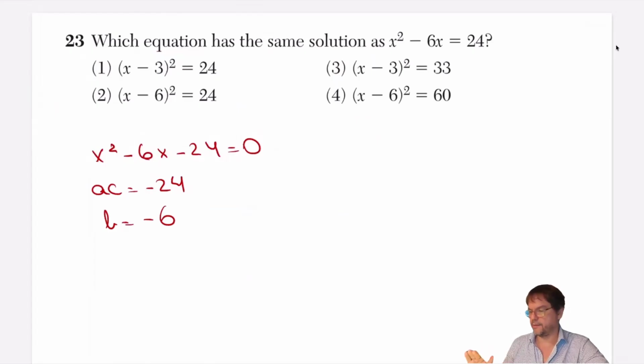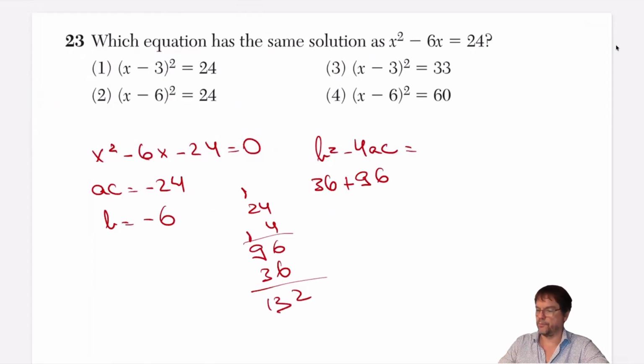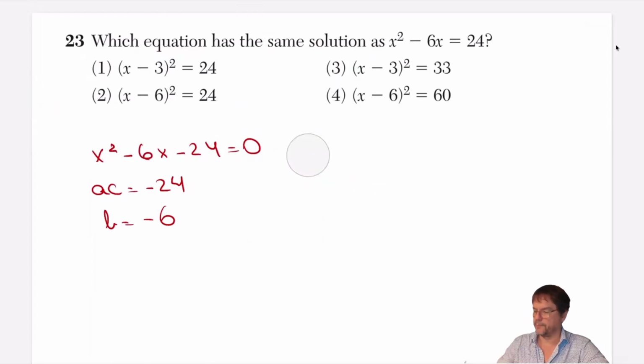Because look, just to let you know, when I do the discriminant of the quadratic formula, b squared minus 4ac, b squared here will be 36 minus, that will be plus 4 times 24. 96 plus 36, 6 and 6 is 12, carry 1, 132. It is not a perfect square.